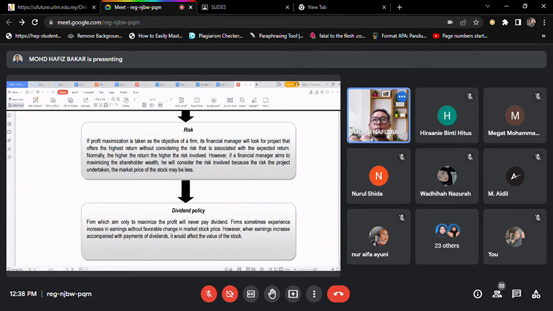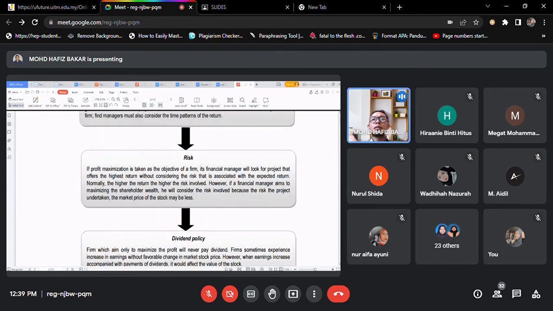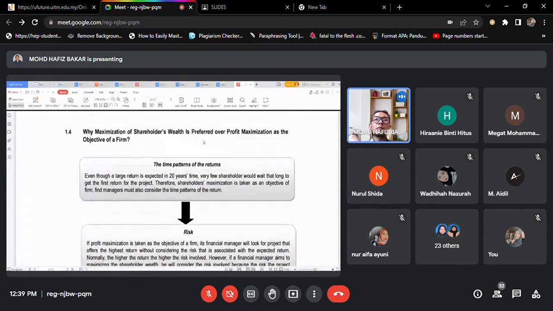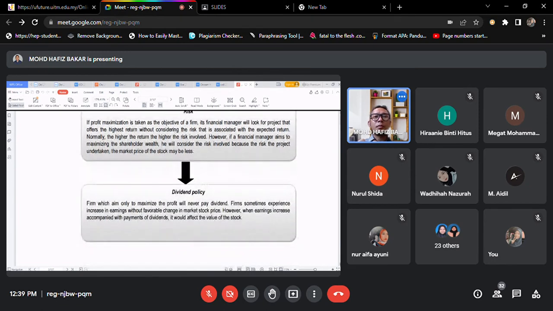But in terms of dividend, the big company must prioritize. They want to generate more profit because they want to declare a high dividend to their shareholders. So that's the third factor why maximization of shareholder wealth is preferred over profit maximization. So you just imagine, you compare between the small and medium company and the bigger company. So the three factors always appear in the final question, this type of question. Why would a company prefer maximization of shareholder wealth compared to profit maximization? So you must remember the time, risk, and also dividend. Three main important points. Okay, let's go to the next slide.